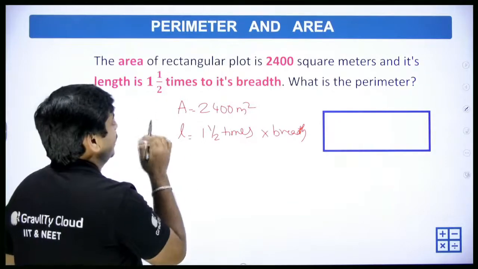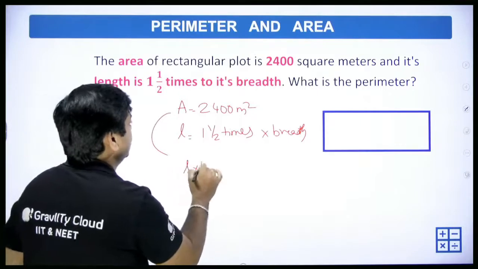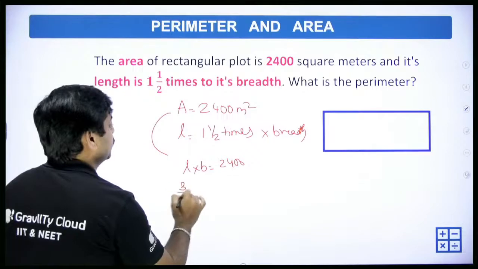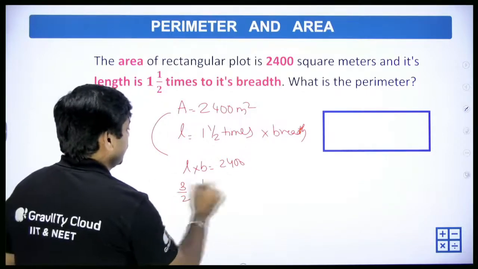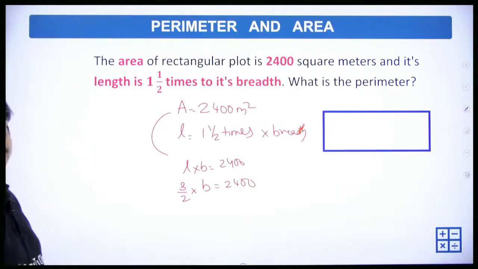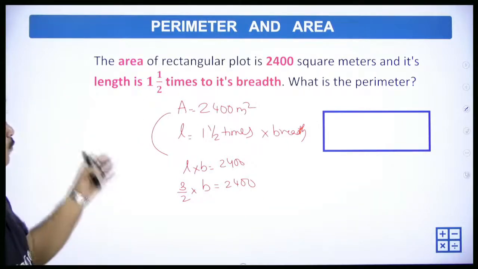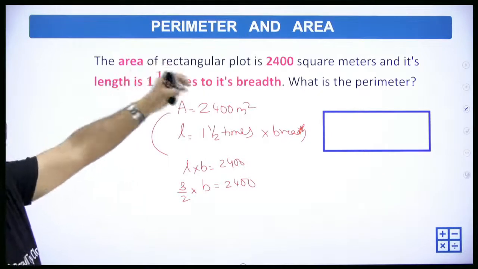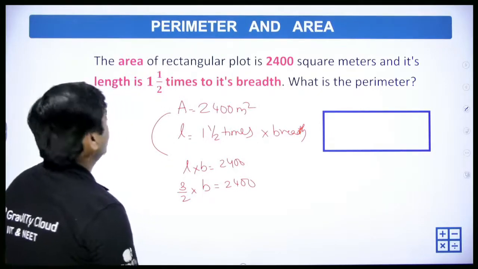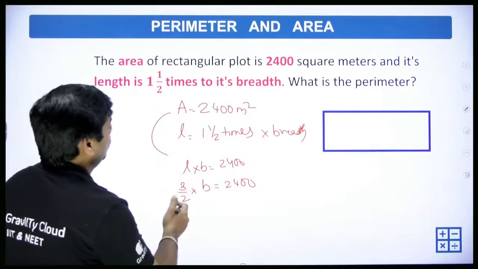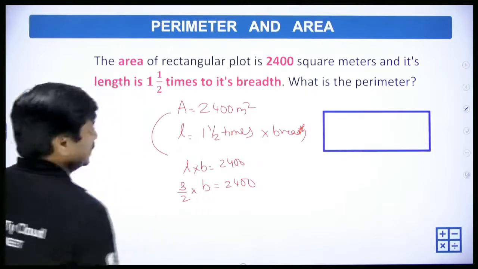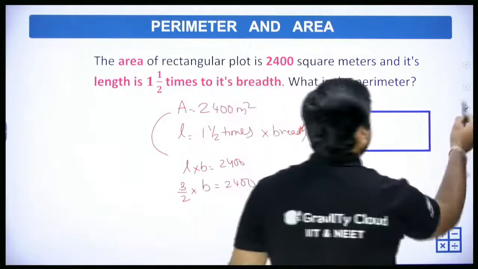The area of the rectangle is given. Area is equal to length into breadth, which is equal to 2400. So length is 3 by 2 into breadth is equal to 2400. So you can calculate from here the breadth, and then we need to go back to perimeter, right? It's not actually 3 by 2, it is 1.5 times its breadth. Let me calculate that once again.